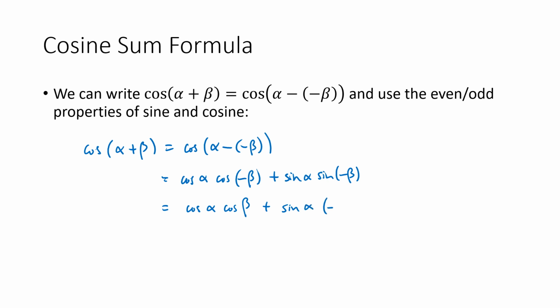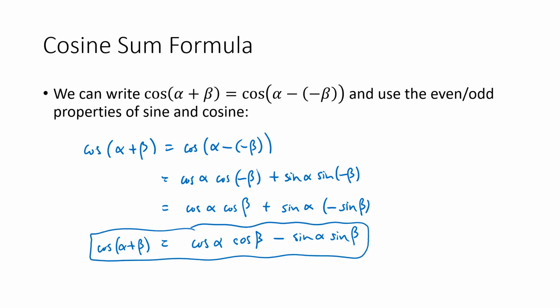So this is sine of alpha times minus sine of beta. And so that's going to be cosine alpha cosine beta minus the sine of alpha times the sine of beta. So a very similar formula to what we had before, but with a minus sign. So that's our formula for the cosine of the sum of two angles.